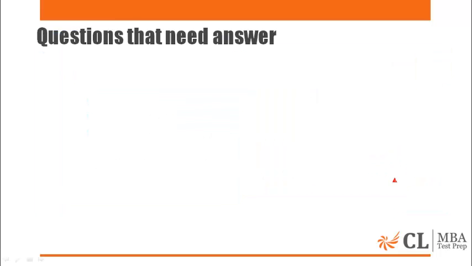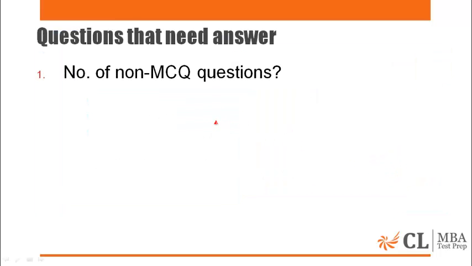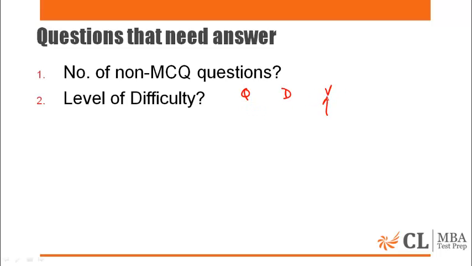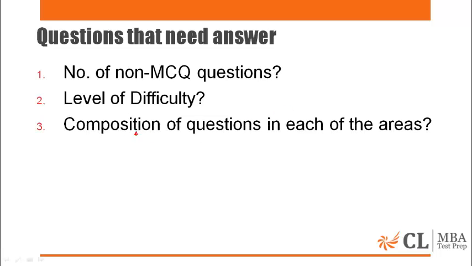So we need some answers. The questions that we need to answer are three. Number one, the number of non-MCQ questions. Number two, the level of difficulty of the paper, also the level of difficulty of each section. For example, QA, DI, and VA. Which will be more difficult? Will VA be more difficult? Is DI going to be moderate? We do not know about this, so we need an answer to that question. The third is, what will be the composition of questions in each of these areas or each of these sections? So we do not know that as well.